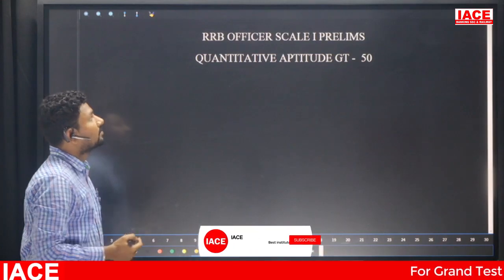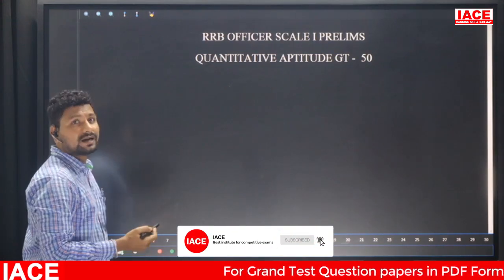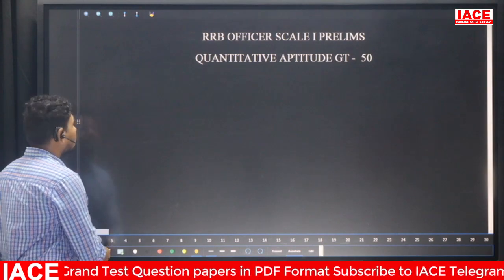Today we are discussing RRB officer scale 1 prelims quantity aptitude grand test 15. So we'll move to the questions. What is the first question?